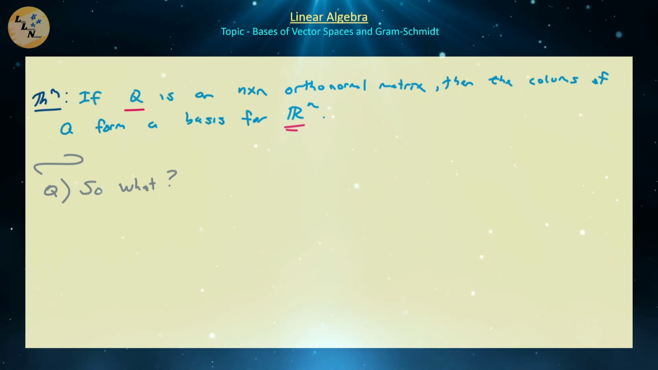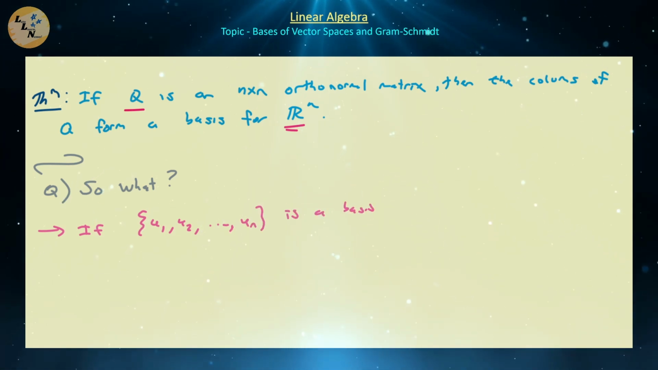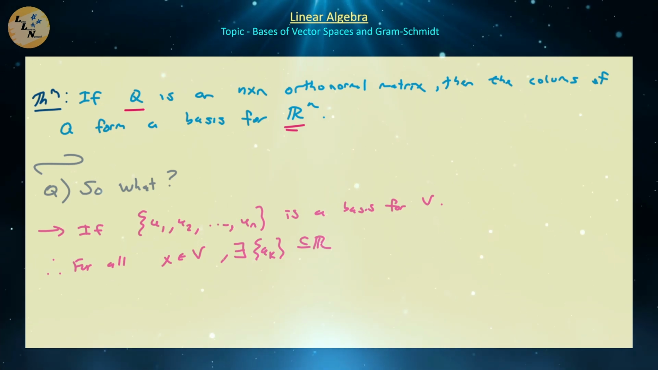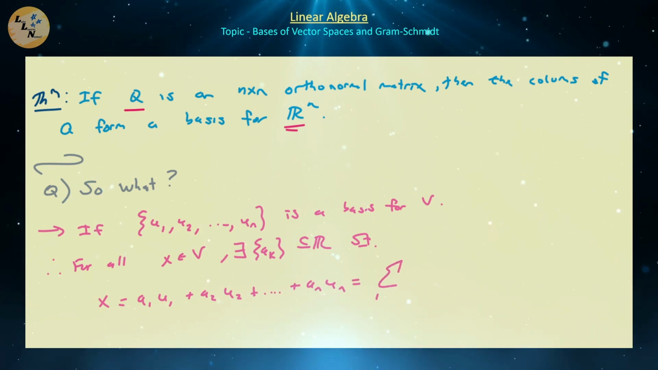So let's sort of go into a discussion that I briefly mentioned a little bit ago. Let's assume that U1, U2 down to Un is a basis for some vector space V. Then for all vectors x inside that vector space V, there exists a sequence of numbers ak, a subset of the real numbers, such that x can be represented as a linear combination a1u1 plus a2u2 all the way down to anun, or more compactly the sum from k equals 1 to n of ak uk.